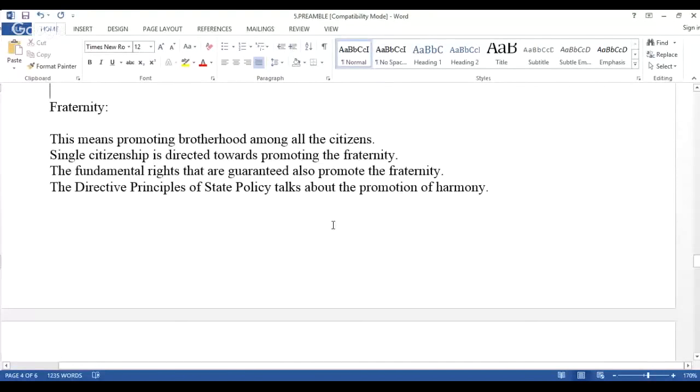This means promoting brotherhood among all the citizens. Single citizenship is directed towards promoting fraternity. The fundamental rights that are guaranteed also promote fraternity. The DPSP, the directive principles of state policy, talk about the promotion of harmony. Everywhere these concepts have been mentioned. You'll understand more when we start discussing fundamental rights and DPSP, and the picture will be so clear and elaborate for you.